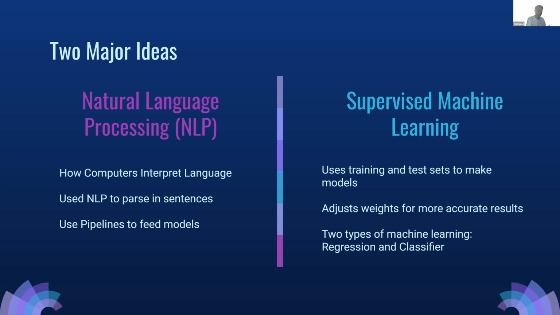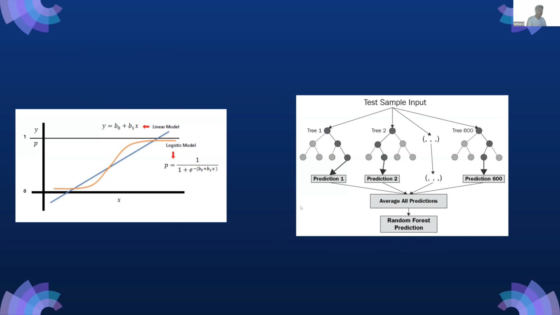And additionally, in the actual cases we're using regression and classifier models. And those two would both rely on adjusting weights for more accurate results in different nodes and in different parameters. So these are basically a visual representation of both logistic regression and a random forest classifier, which are basically the two supervised machine learning models that we used.